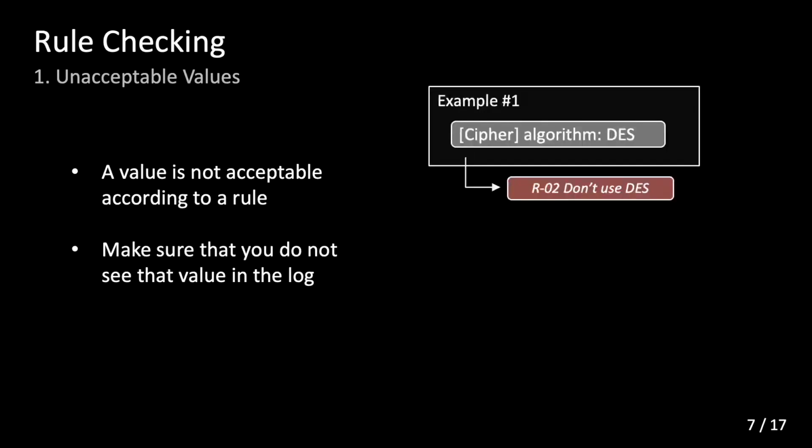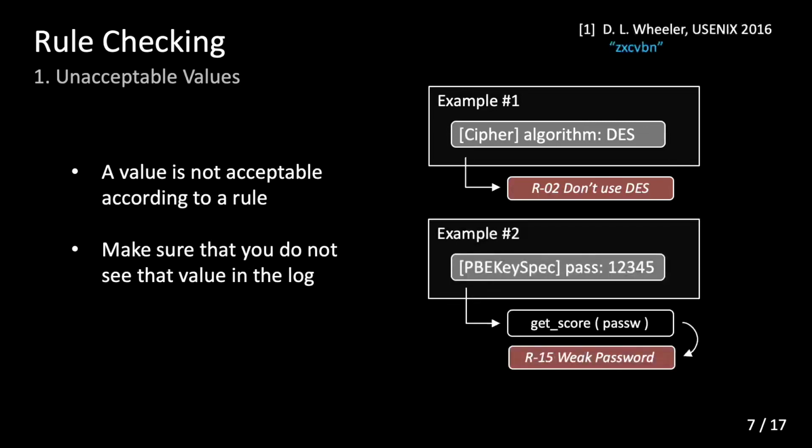For example, to ensure that we don't use any broken algorithm for symmetric encryption, we check that those algorithms are never used by the application. If we see one in the log, we report a violation. As another example, to check that we don't use weak passwords, we collect all the passwords that we find in the log. We evaluate their strength with an open source tool, and we report the violations.